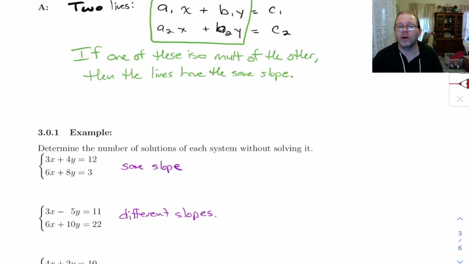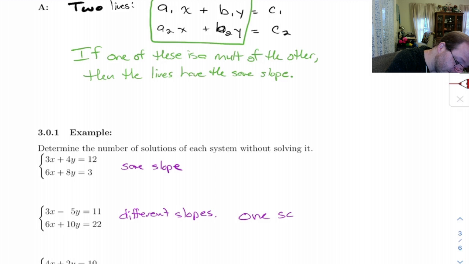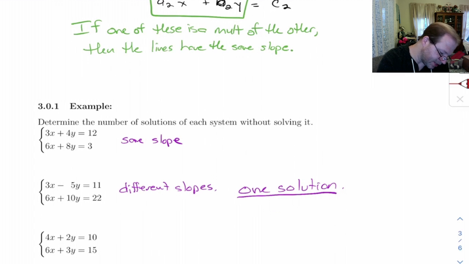So actually, we can go ahead and answer this question immediately. If two lines don't have the same slope, then somewhere they've got to intersect. So how many solutions does this have? This has one solution. All right, what about this next one?